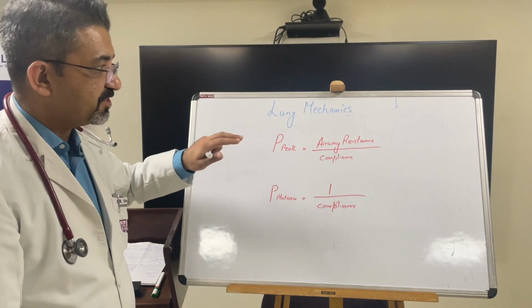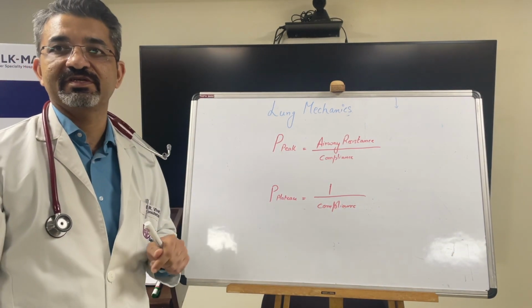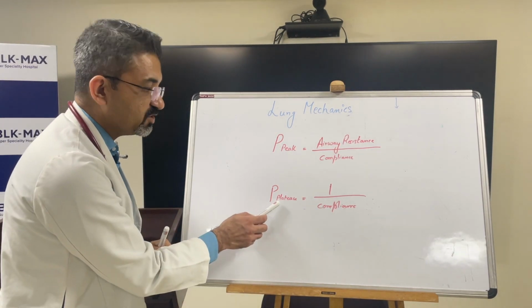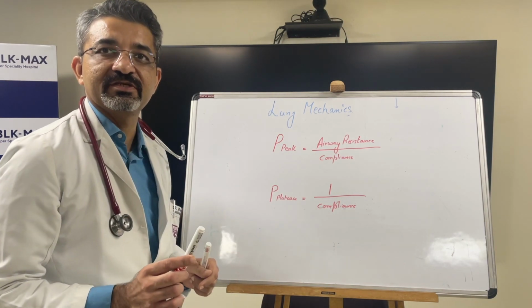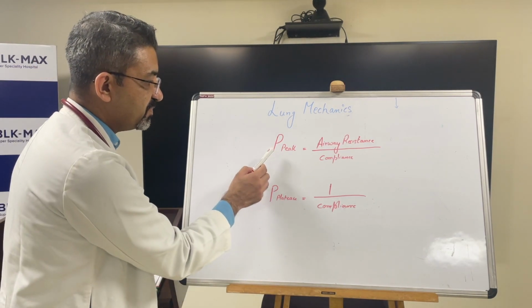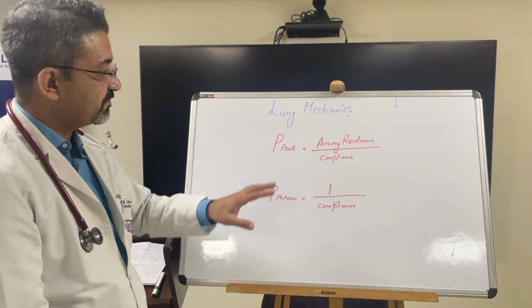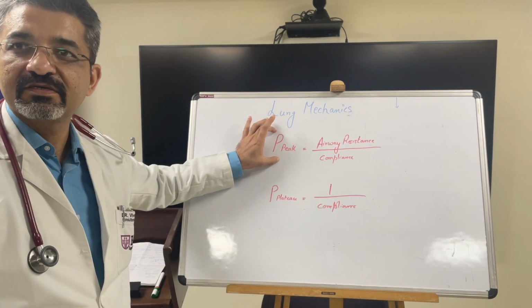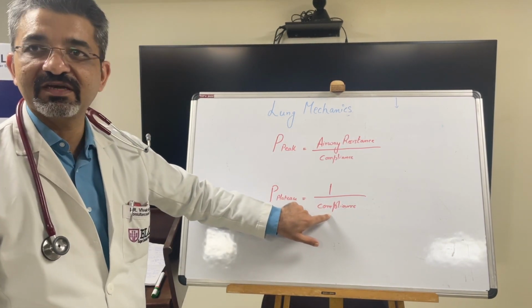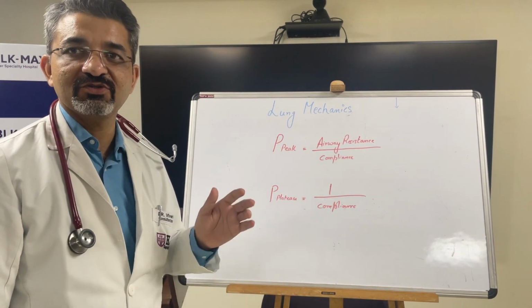Suppose your peak pressure is increasing, your plateau pressure is also increasing. That means compliance has changed. To change plateau pressure, compliance needs to be changed. So if there is a decrease in compliance, there will be an increase in peak and plateau pressure. Got it? So if peak pressure is increasing and plateau pressure is normal, that means compliance of the lung is not changing. The only change is in airway resistance. So you have to search for the cause of airway resistance.